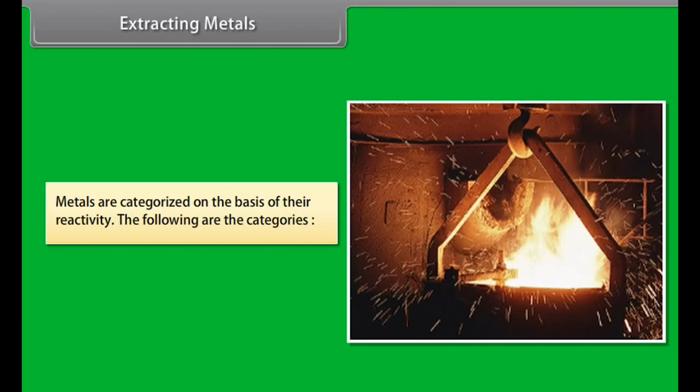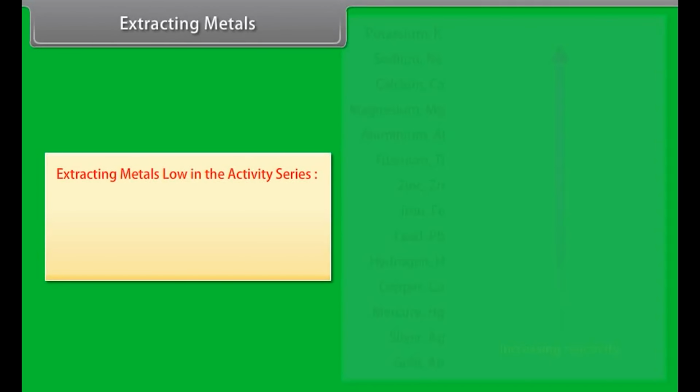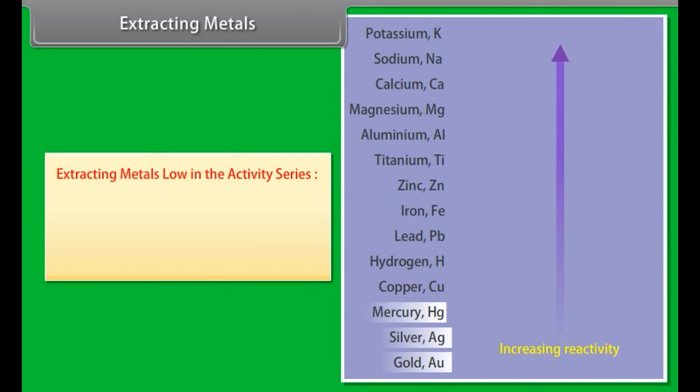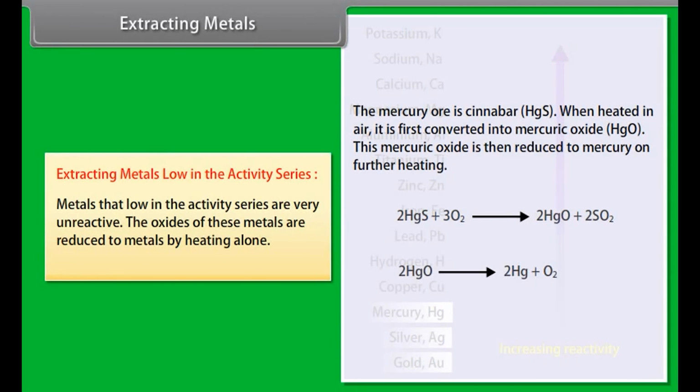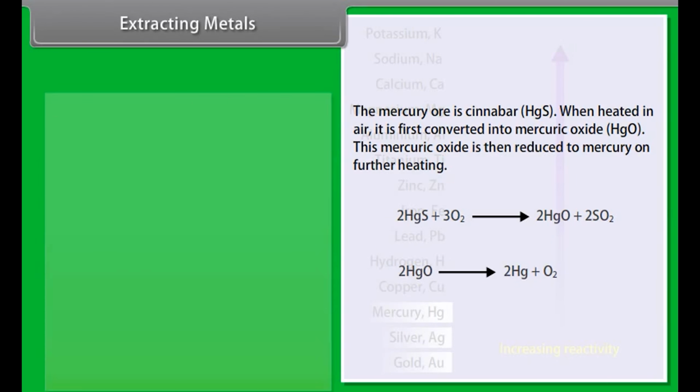Extracting metals. After the metals are separated from their ores, they are classified based on their reactivity. The following are the various categories of metals grouped as per their reactivity. Extracting metals low in the activity series: metals that are low in the activity series are very unreactive. The oxides of these metals are reduced to metals by heating alone.